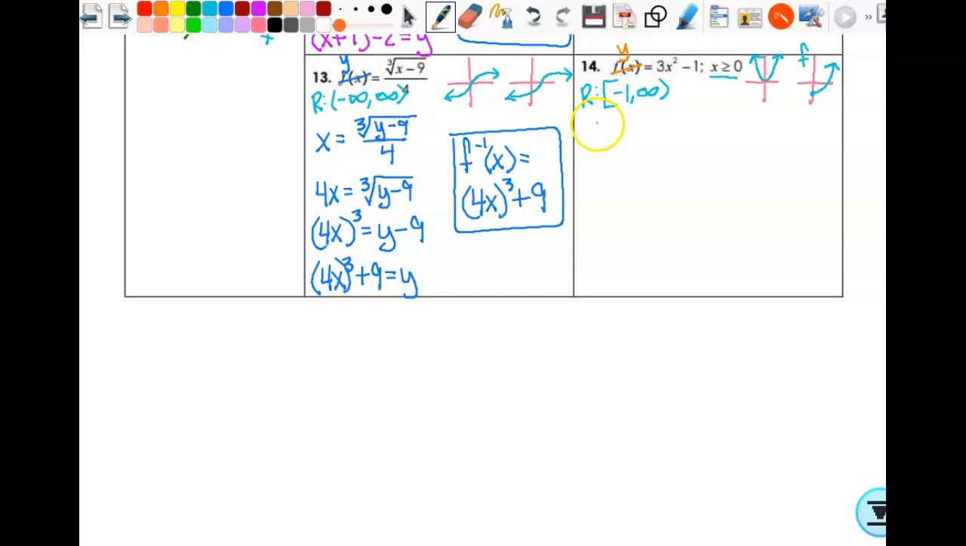So we're going to get x equals 3y squared minus 1. So I'm going to add 1 to both sides. I'm going to get x plus 1 equals 3y squared. I'm going to divide both sides by 3, and I'm going to get (x plus 1) over 3 equals y squared. So I'm going to take the square root of both sides. I'll get plus or minus the square root of (x plus 1) over 3 equals y.